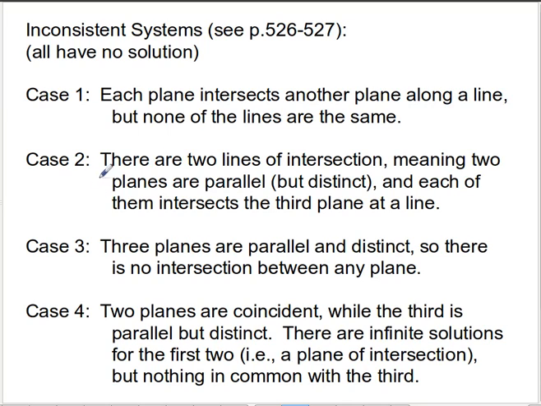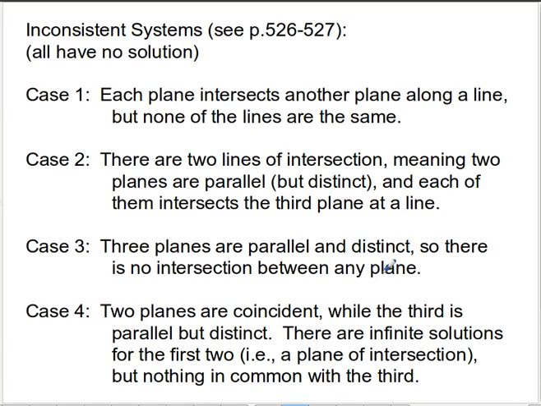Then we can have two lines of intersection. In that case, two planes are parallel but distinct, so that's no solution. If they're parallel but distinct, they can't intersect. But then those two parallel planes are chopped by the third plane, and each of those distinct planes intersects the third plane.